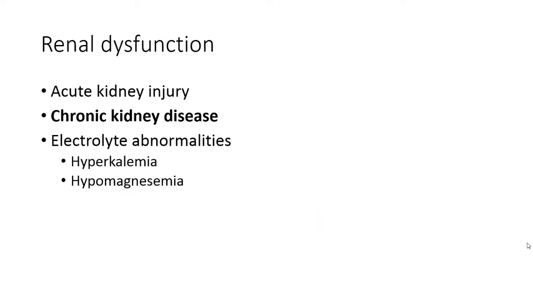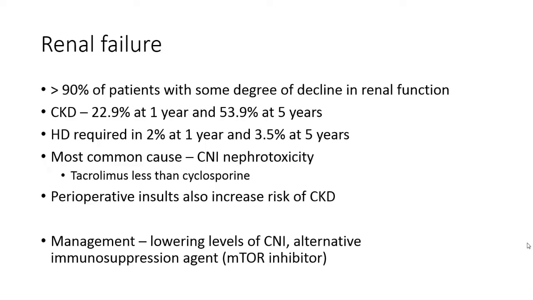So next I'm going to move on to renal dysfunction. I'm going to focus more on chronic kidney disease, but obviously acute kidney injury, which often is the precursor to chronic kidney disease, is common as well as electrolyte abnormalities.